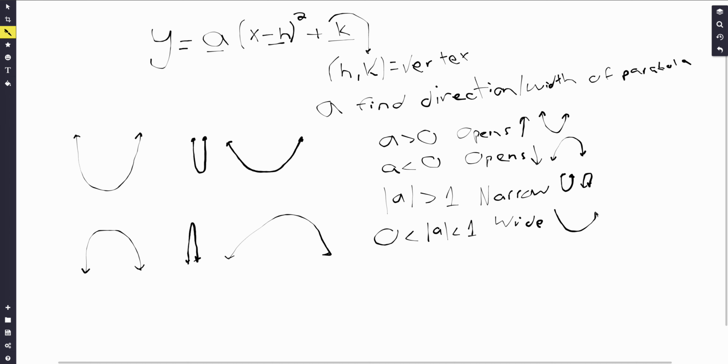That makes sense, because if a is less than 0, then it'll open downwards, so that'll switch it up. And if a is greater than 1, then we know that it becomes more narrow. So it fits the requirements of being wider. Okay, so let's get into two practice questions for you to identify each part of vertex form.